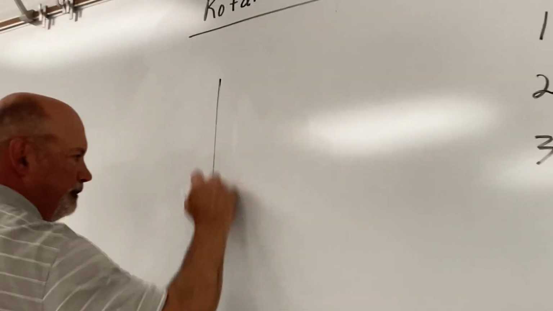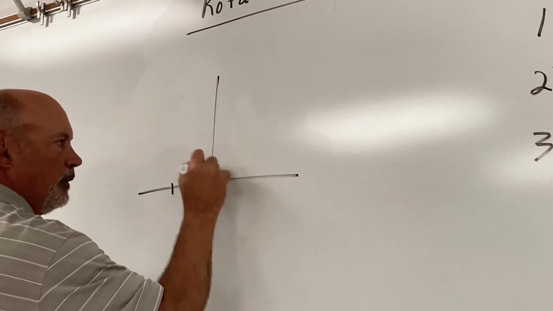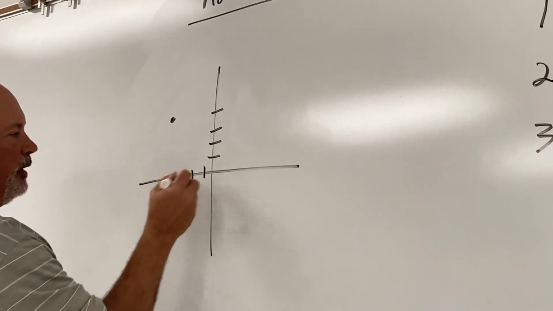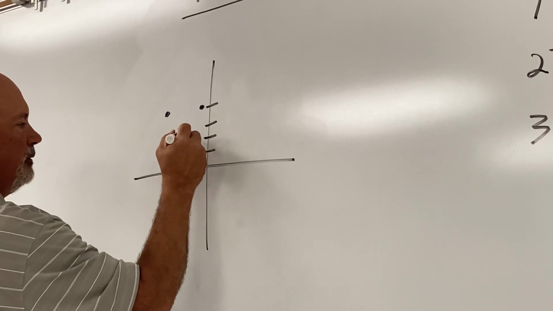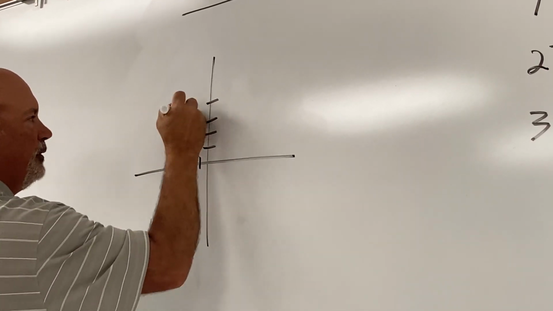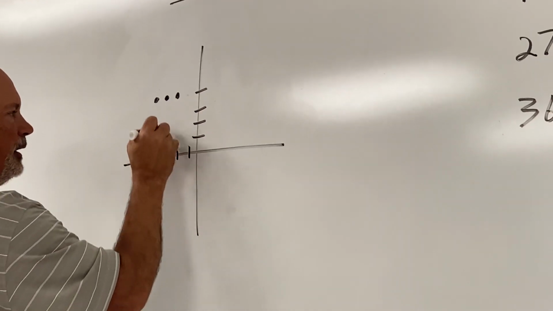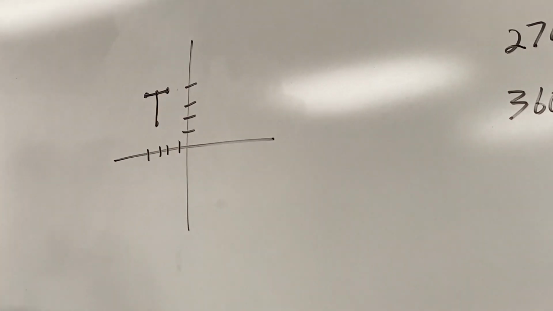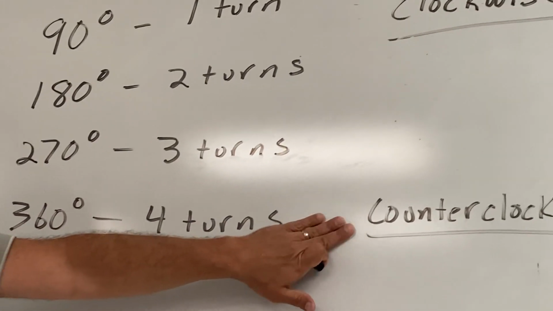Let's do the letter T. So let's go -4, 4, -1, 4, and let's make it 2. -2, 2. There we go. -2, 4. There. And let's stop it here. So we're going to rotate the letter T 270 degrees, counterclockwise. So three turns to the left.